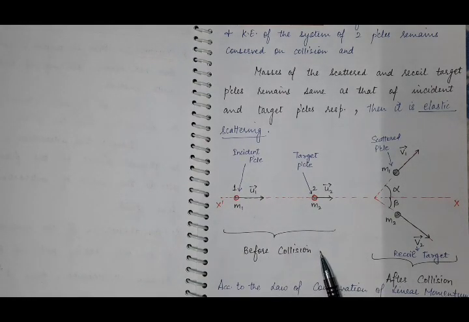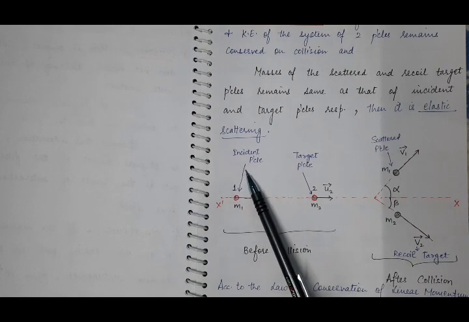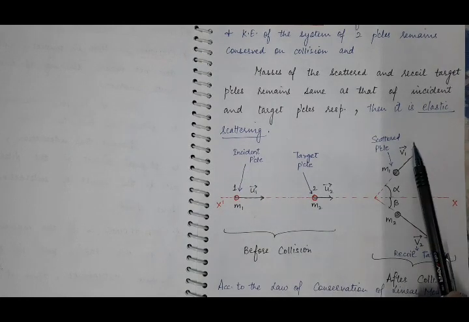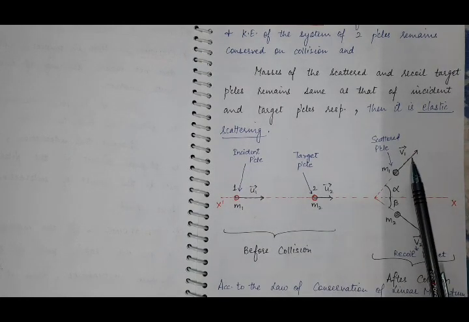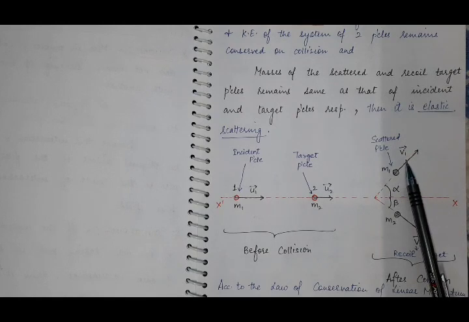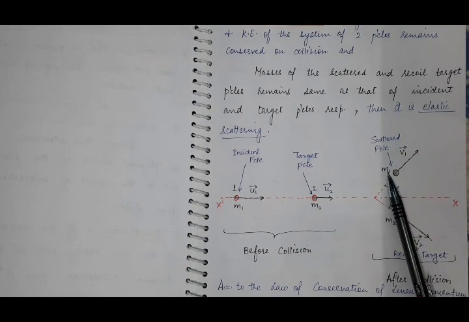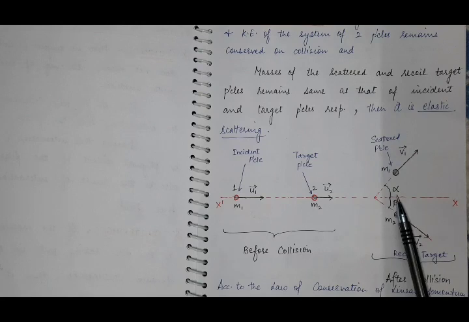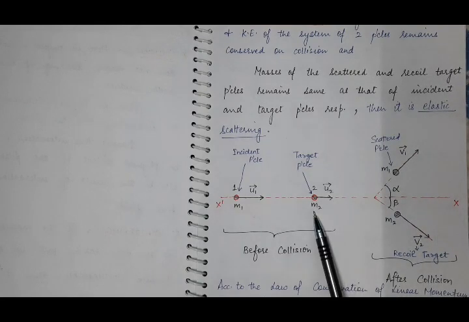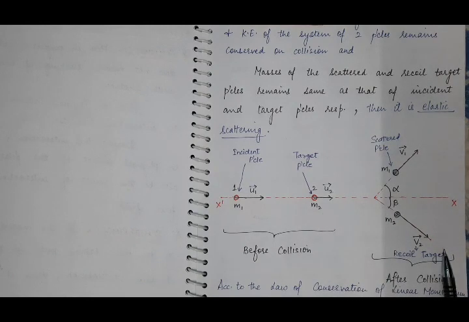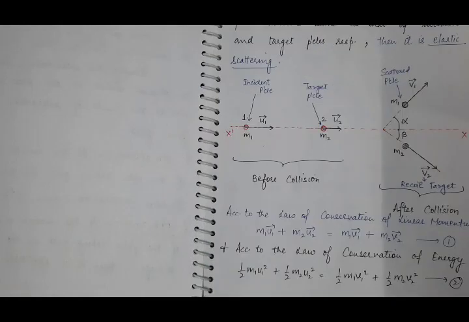After collision, what happens? Suppose this incident particle gets scattered in this direction, and now its velocity will change. It is v1, but the mass is the same. It is scattered through angle alpha with the x-axis, or with its initial direction. Similarly, the target particle gets scattered with angle beta in this direction. So this is the scenario after collision.